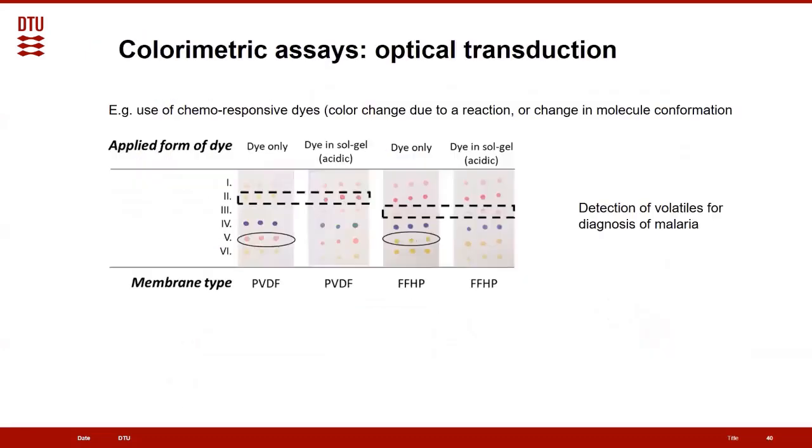So colorimetric assays are often used as a labeled transduction element, as an optical transduction. You can use chemoresponsive dyes, and when the dyes react with your analyte of interest, you get a color change. And then you can detect it either by the eye or by an optical measurement or by a camera. This is a method, for instance, that can be used to detect volatiles, for instance, for diagnostics of malaria.